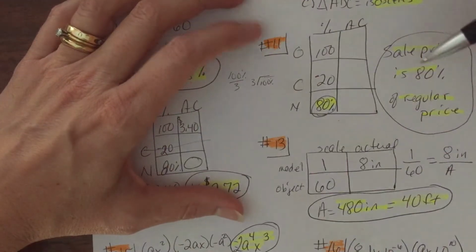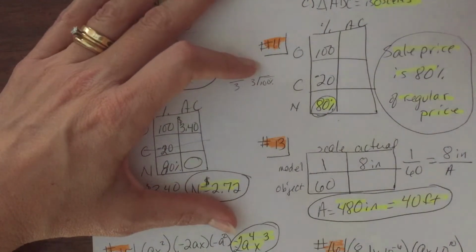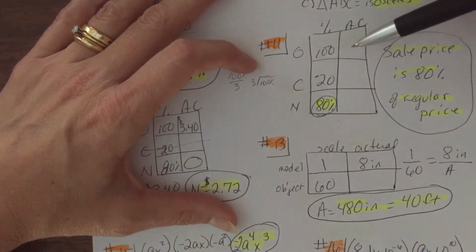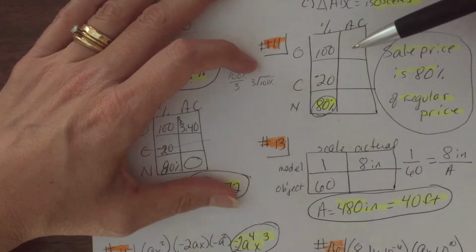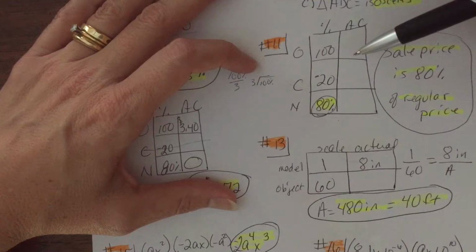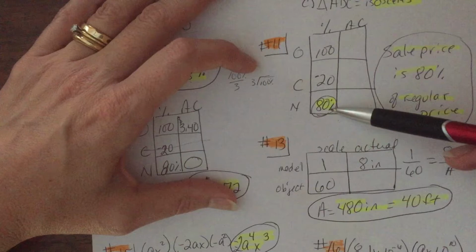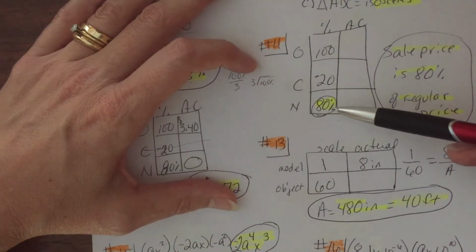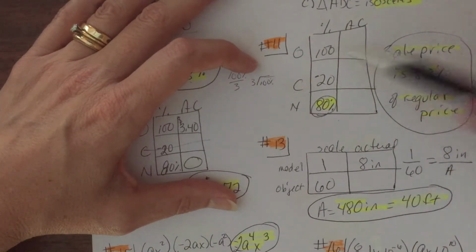Number 11. I made number 11 more work than it actually was. It says on number 11, an item is on sale for 20% off the regular price. They want to know the sale price is what percent of the regular price. Well, if it's 20% off, then the sale price is going to be 80% of the original price.